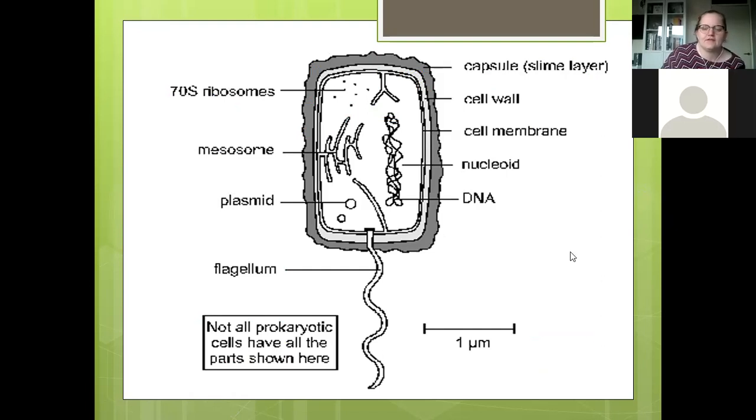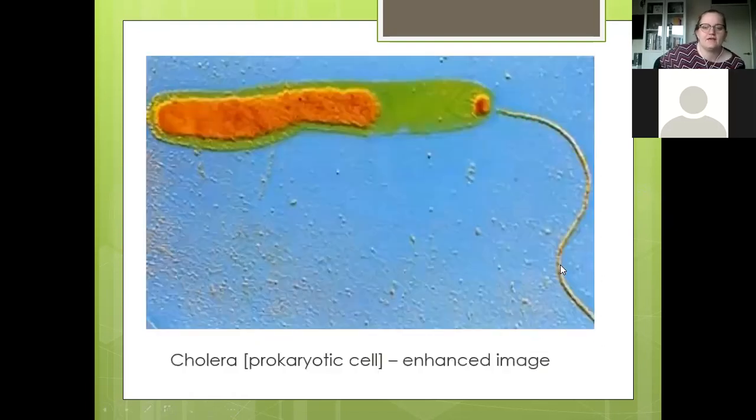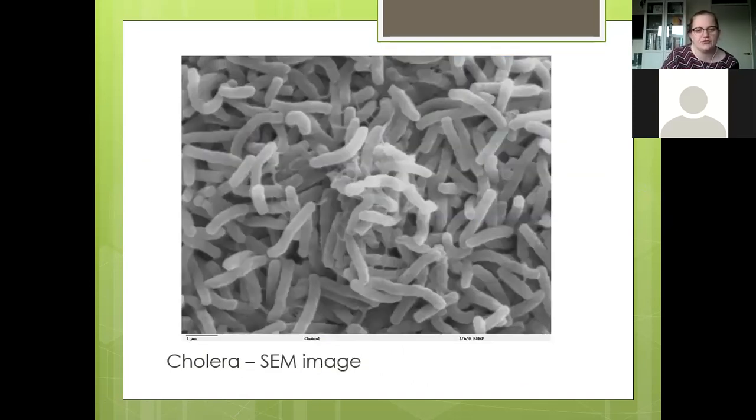Here's another example of a real life one. Here's cholera, which is a prokaryotic cell. You can see that cholera has a flagellum, and it's got its circular DNA inside. Another image of cholera.